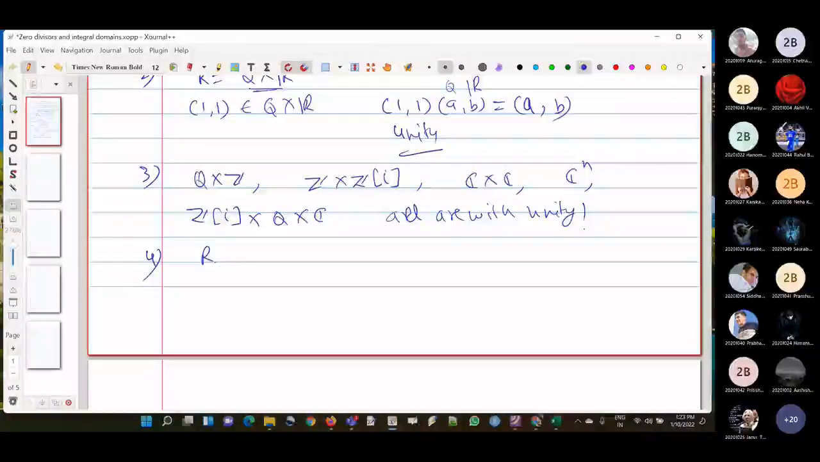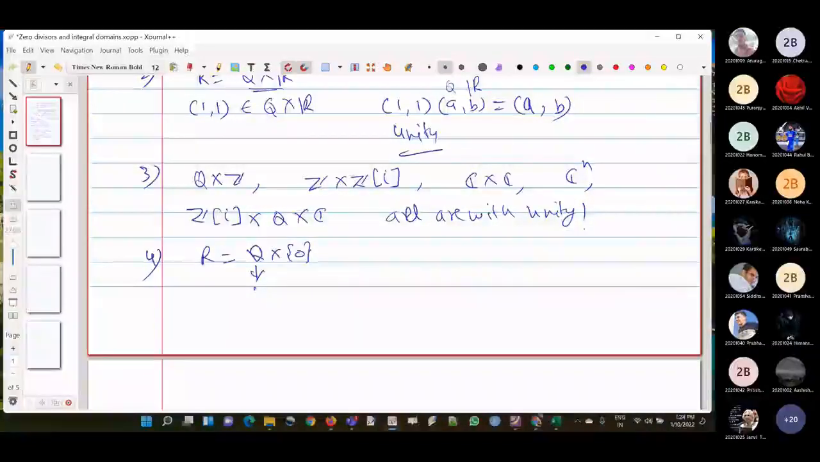Fine. Some more interesting examples you can know. If I'm writing R and Q times 0, this is a ring with 0. So can you tell any, do you have any idea what is the unity in this? You need to find it here.